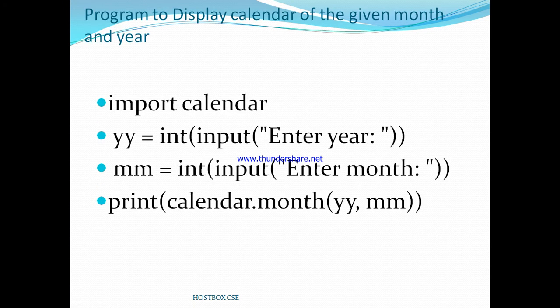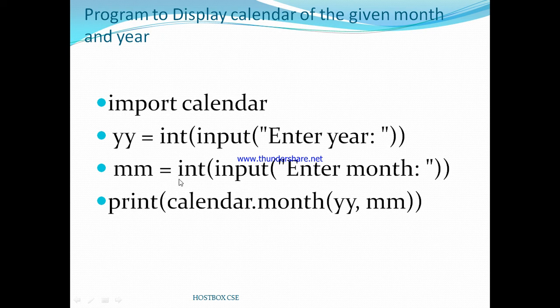Then come to the next one. It's a program where you can display the calendar of the given month. In the previous class I told about what a module is and how to use the mathematical module. If you want to print the calendar details, you can just import the calendar module. So the first step is import calendar. Then you want to print year and month, so you can give yy is equal to int of input enter year, and int of input enter month, and print. Finally you can use the print statement calendar.month of yy comma the month we declared here. So like that you can print the calendar of any month of any year.